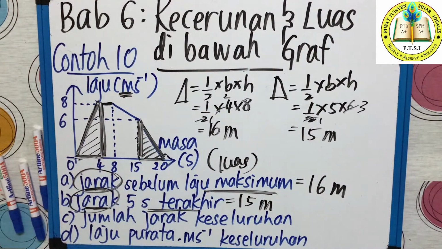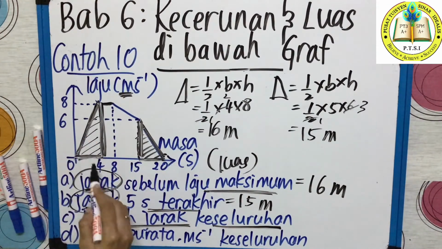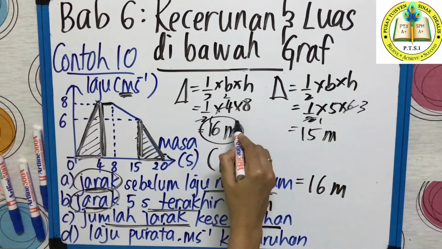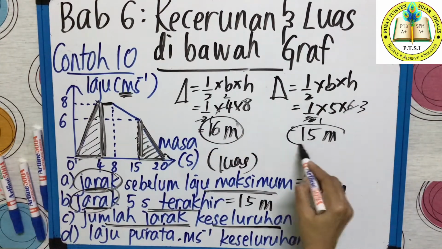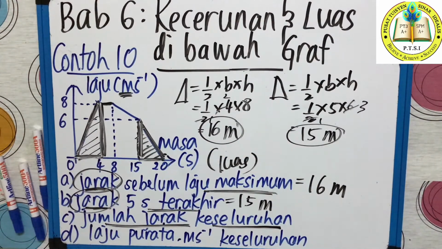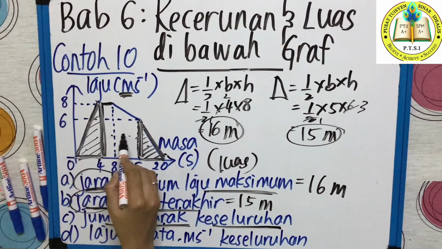Finish. Now the C question, they ask you jumlah jarak keseluruhan, the whole distance. I told already, when they ask you jarak, you do luas. So when they say jumlah jarak, you have to do full area. Front part you get ready 16. The last part you get 15. Sekarang yang mana kamu perlu cari? These 2 part you have to find.